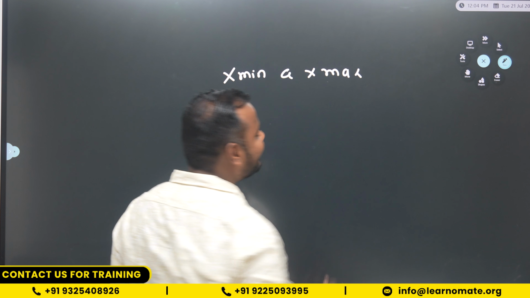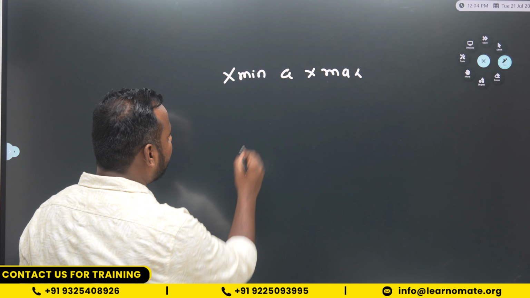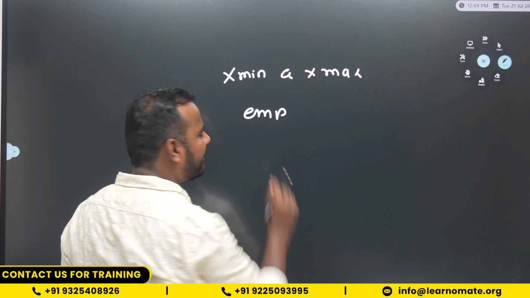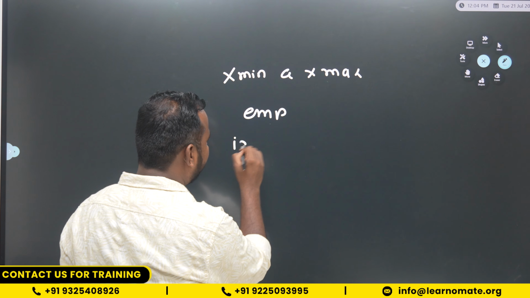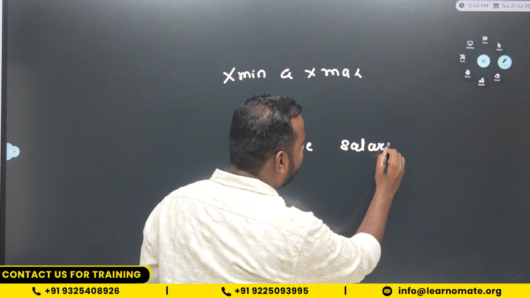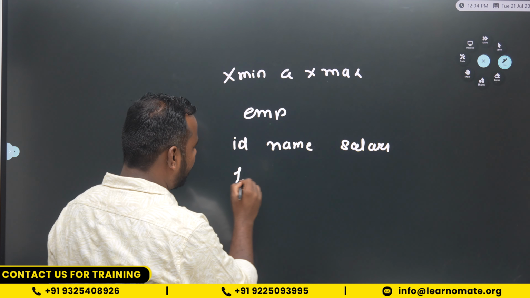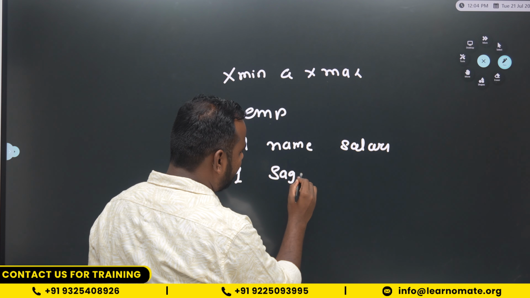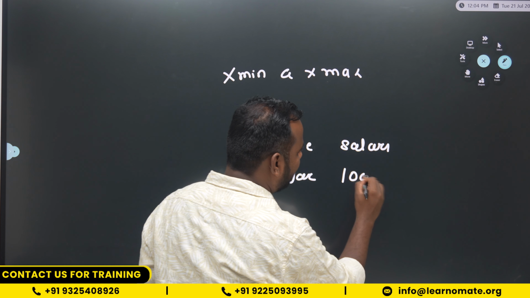So what is this? Okay, let's try to understand that. Consider that I have one employee table. Same example we'll take. We have ID, name and salary. So what is the ID? ID is 1, name is Sagar, and salary is 1000.